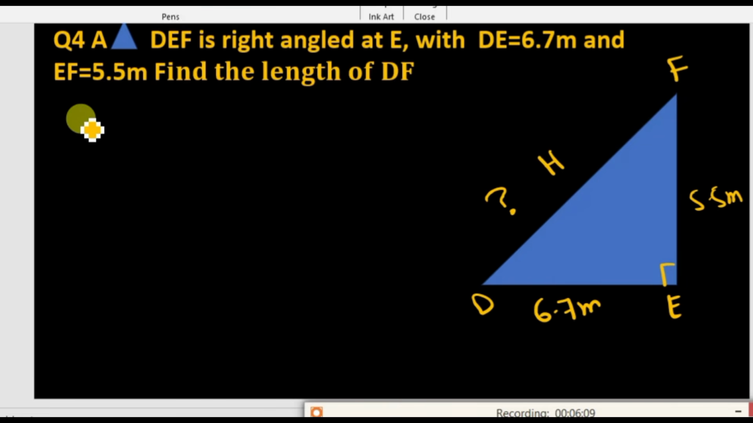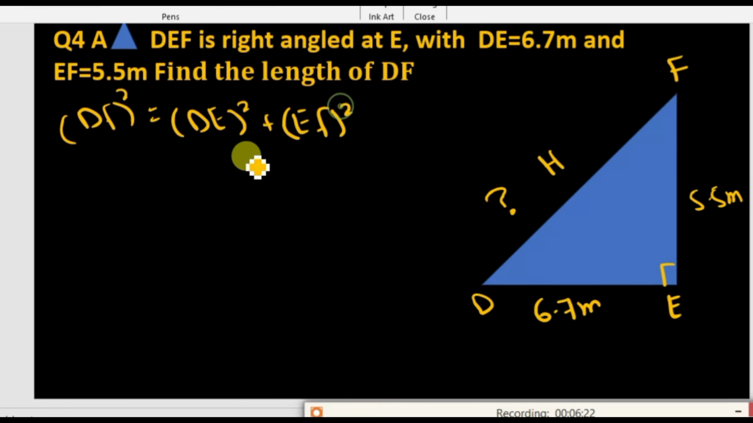The formula is DF square is equal to DE square plus EF square, by using the Pythagoras theorem. Whatever they say, C square is equal to A square plus B square. You can write it with the sides DE, EF and DF. And we must find the length of DF.